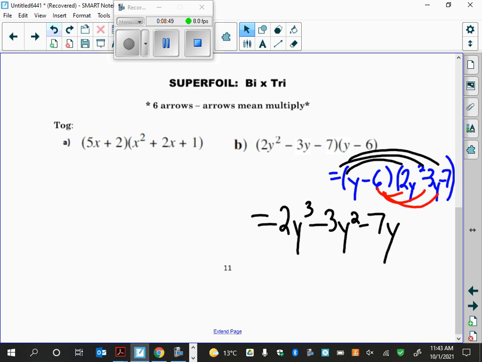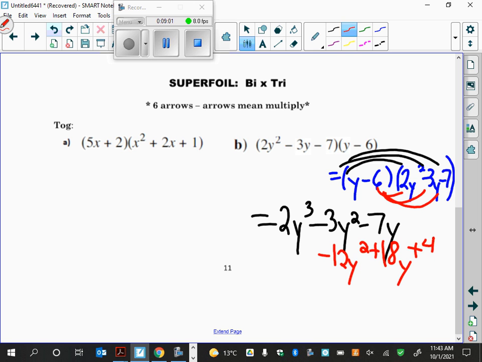And then red is negative 6 times 2 is negative 12. Keep the y squared. Negative 6 times negative 3 is plus 18. Keep the y. Don't make any sign mistakes. Those are tricky signs, but you have a calculator, so there should be no sign mistakes.